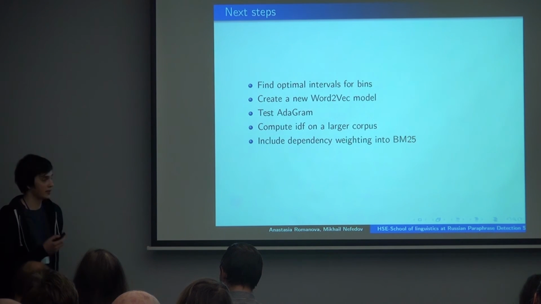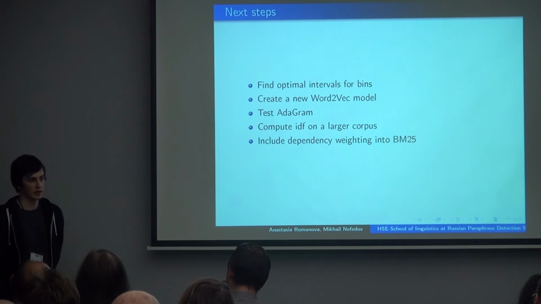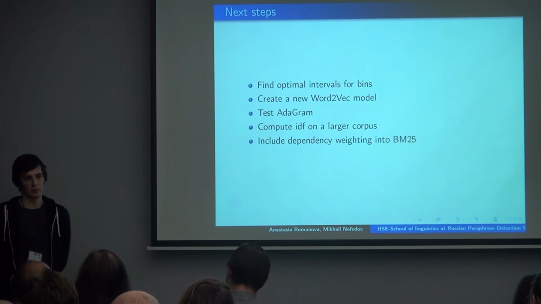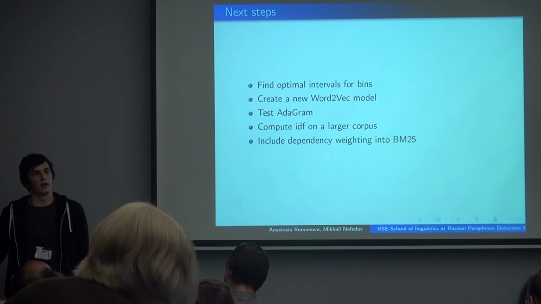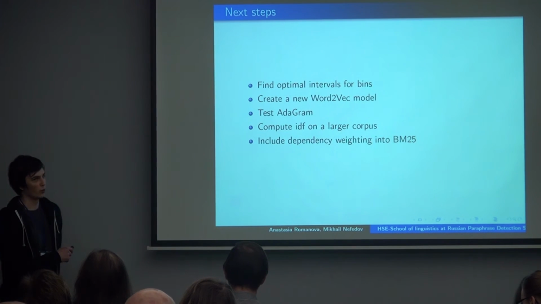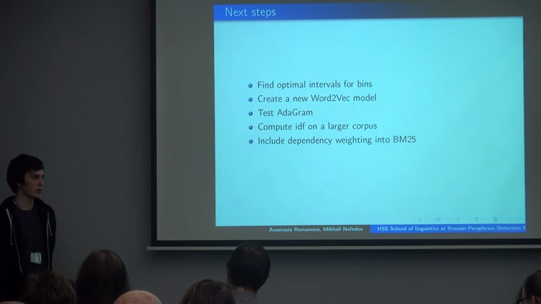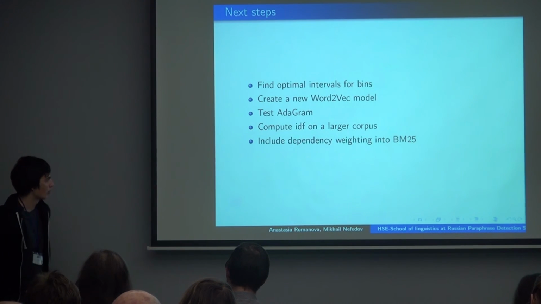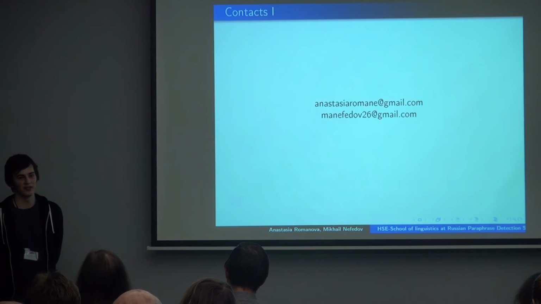And in our solution, IDF statistics was gathered only on the training data, which was very small. So if we use, for example, a large news corpus, we will get better results. And we think there is a way to include dependency trees into the BM25 model. So instead of weighting the words according to their inverse frequency, we can weight them according to their position in the dependency tree. So that's it. Thanks for your attention.